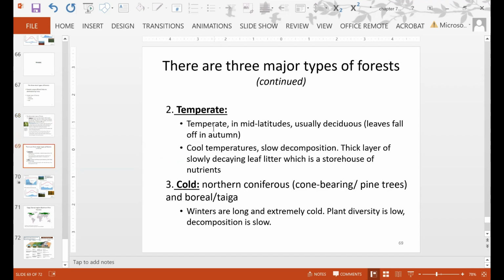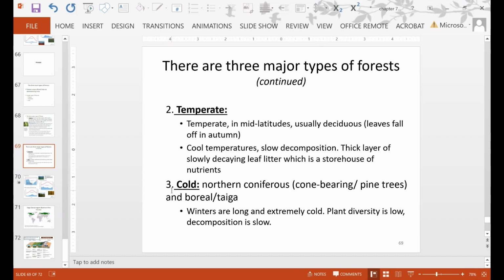Temperate forests are in the mid latitudes. Usually, those are deciduous trees, which means that the leaves fall off in autumn. Temperate forests have cool temperatures, slower decomposition. You do have a thick layer of slowly decaying leaf litter, which stores a lot of nutrients.